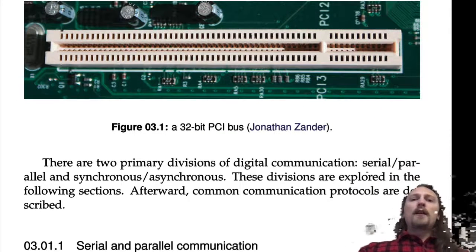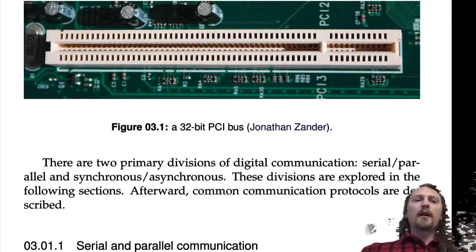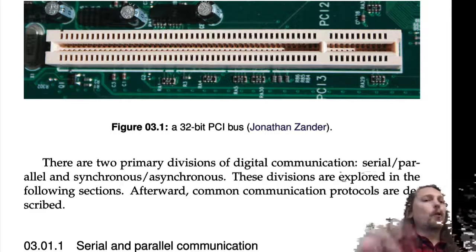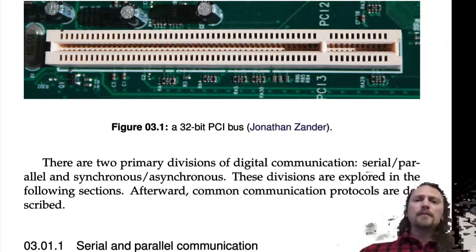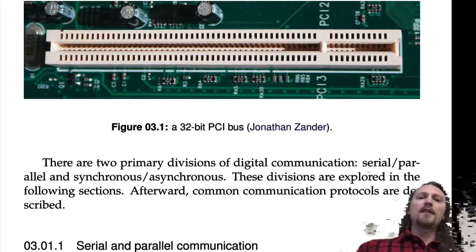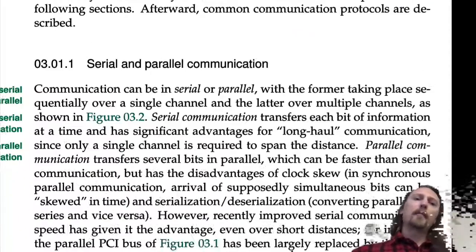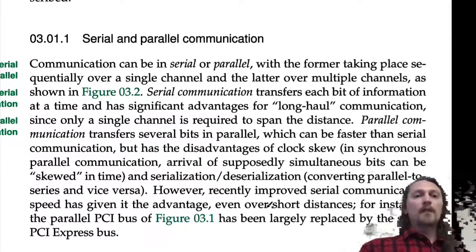There are two primary divisions of digital communication: serial and parallel, and synchronous and asynchronous. So sort of like four quadrants of types of communication. These divisions are explored in the following sections. Afterward, common communication protocols are described. So, serial and parallel communication.